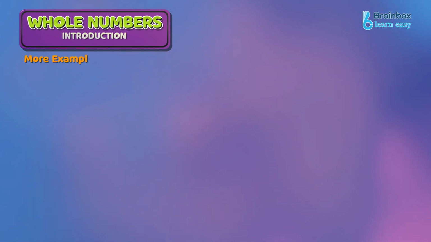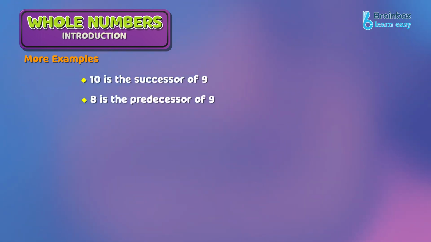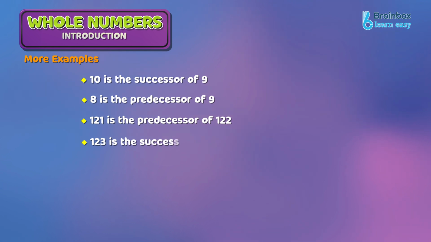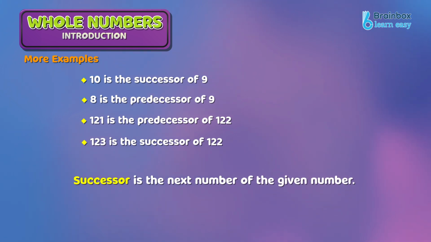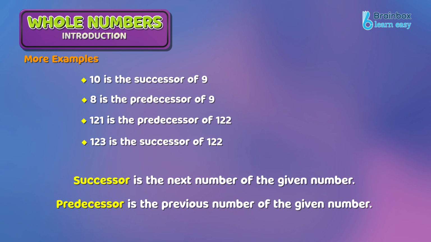Some more examples. 10 is the successor of 9. 8 is the predecessor of 9. 121 is the predecessor of 122. And 123 is the successor of 122. Now we see the successor is the next number of the given number and the predecessor is the previous number of the given number. Can you think about this question now?